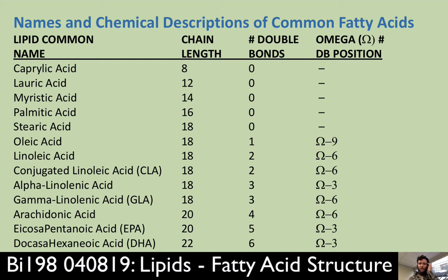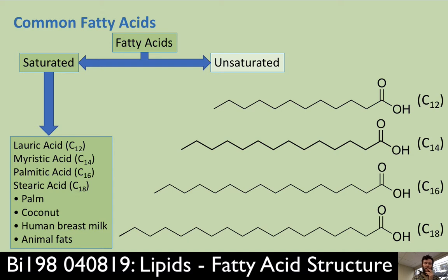Also, you'll see the number of double bonds, called the degree of unsaturation. So oleic acid has 1 degree of unsaturation, whereas linolenic acid has 2. Something like DHA, docosahexaenoic acid, has 6. Exactly where those double bonds are located in the chain is also an important characteristic of fats. So let's walk through that list a little bit.